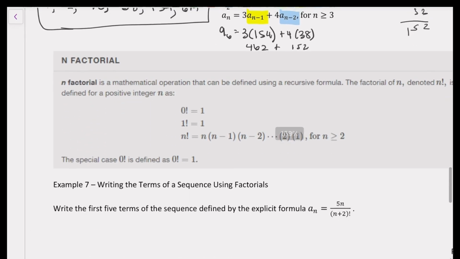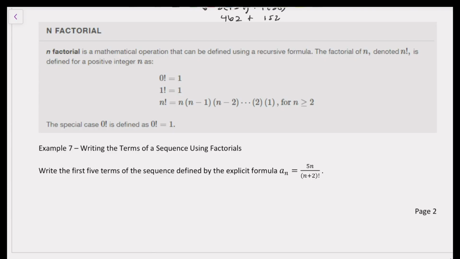Okay. All right. What does factorial mean? Factorial means you're going to take that integer and multiply it by every integer smaller than it on down to 1. So, a couple of basic ones. 0 factorial, by definition, is 1. Okay? So that's a given. 1 factorial is 1. All other factorials are that number times every number smaller than it.